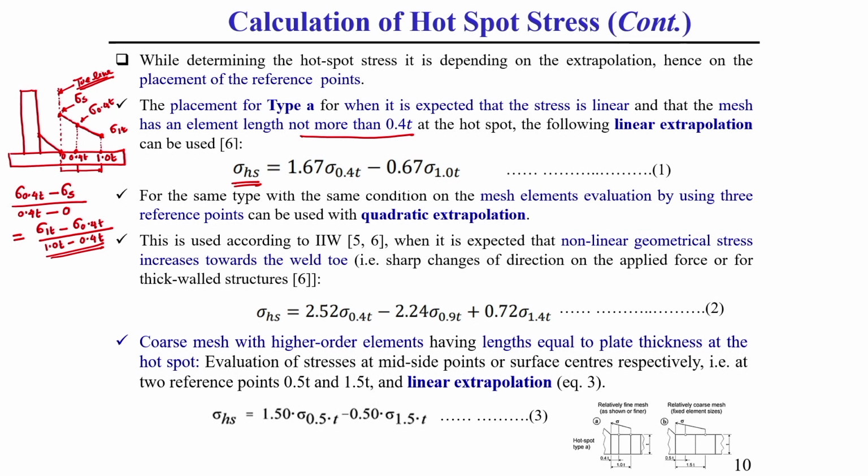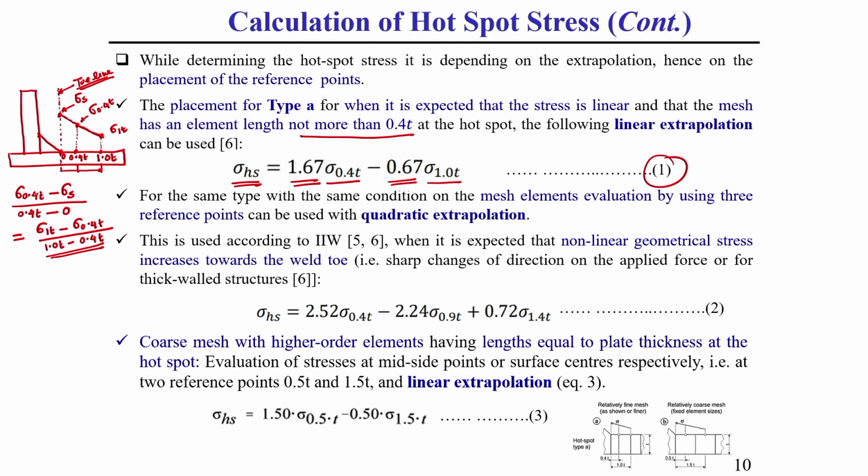So, by using this relationship we can easily find out the hotspot stress using the IIW standard at the points 0.4 t and 1 t of the stress distribution. If you do the calculation, the stress distribution is represented as 1.67 times sigma 0.4 t stress minus 0.67 times sigma 1.0 t, understand. So, it is a very simple calculation.